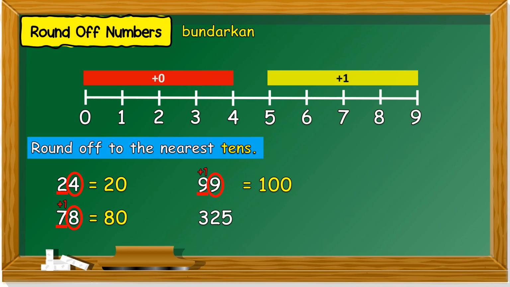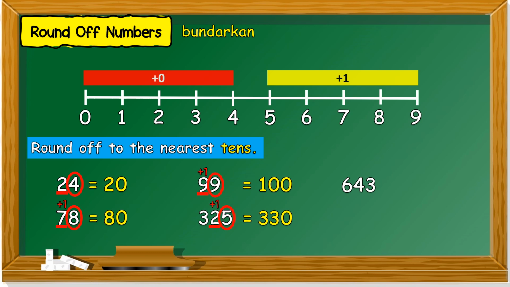Next example, 325. Place value of tens. Friend on the right is where? Plus 0 or plus 1? 5 is here, so it's plus 1. When we round off 325 to the nearest tens, 5 becomes 0, 2 plus 1, 3, and 3, so it's 330.